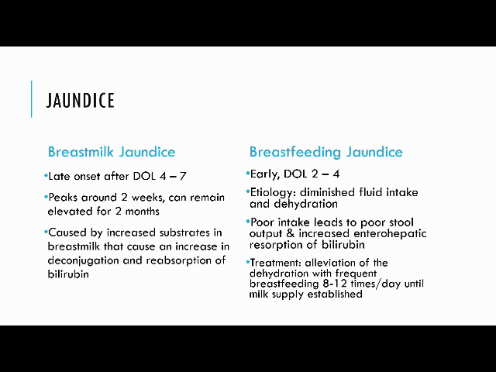Breastfeeding jaundice, however, is usually found earlier on. It's thought to be a combination of maternal and neonatal factors that result in diminished fluid intake and dehydration of the baby. So it's usually early, 2 to 4 days of life. Poor intake leads to poor stool output, leads to bilirubin sitting in the small intestine, and increased intrahepatic reabsorption.